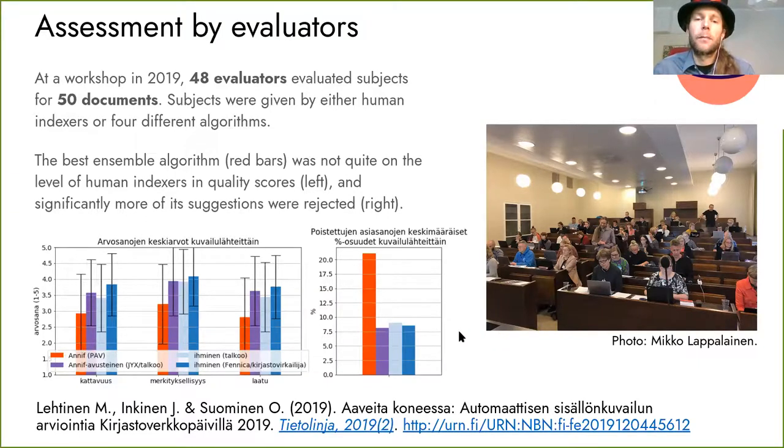And then in terms of inappropriate subjects, less than 10% of the subjects assigned by humans were rated as inappropriate, whereas it was more than 20% for the best performing algorithm. So clearly the algorithm often suggests inappropriate subjects more often than humans.